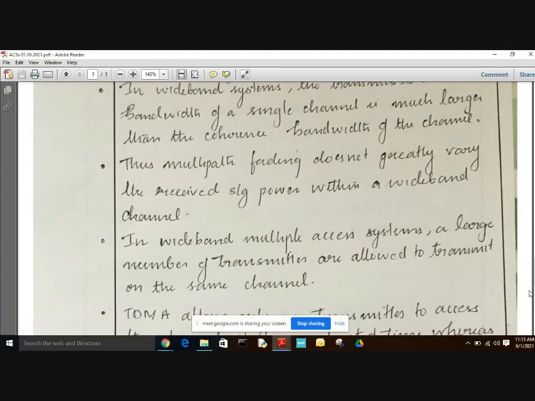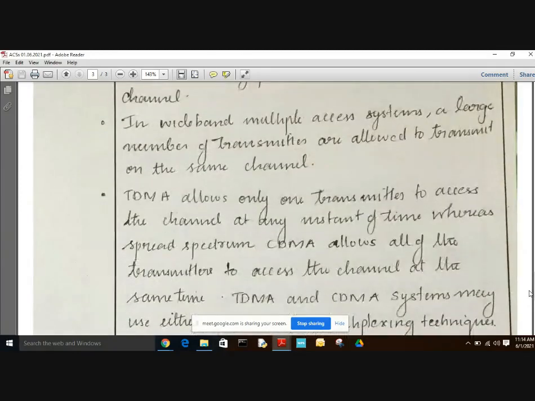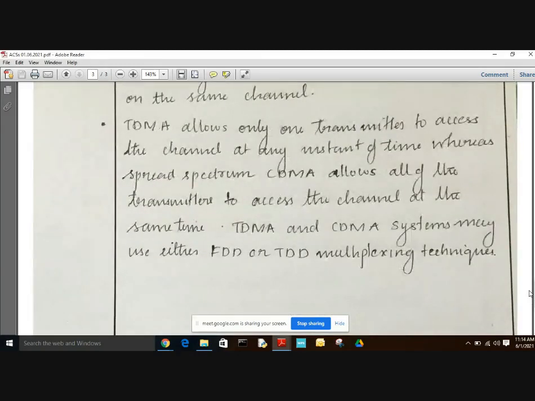In a wideband multiple access system, a large number of transmitters are allowed to transmit on the same channel. So here on a single channel, a large number of transmitters are allowed to transmit. TDMA allows only one transmitter to access a channel at any instant of time, whereas spread spectrum CDMA allows all transmitters to access the channel at the same time. And the TDMA and CDMA systems may use either FDD or TDD multiplexing technique.